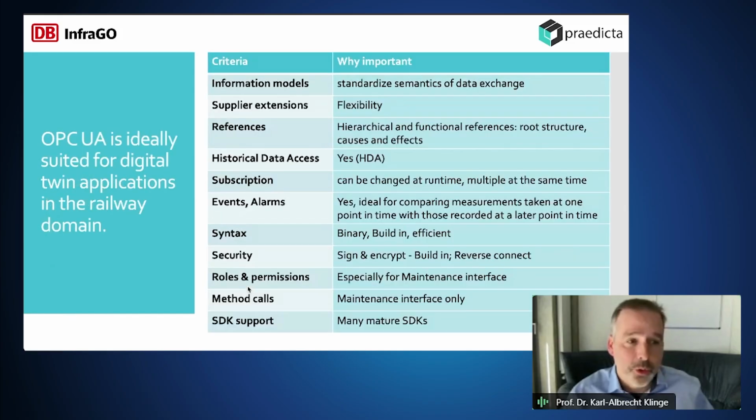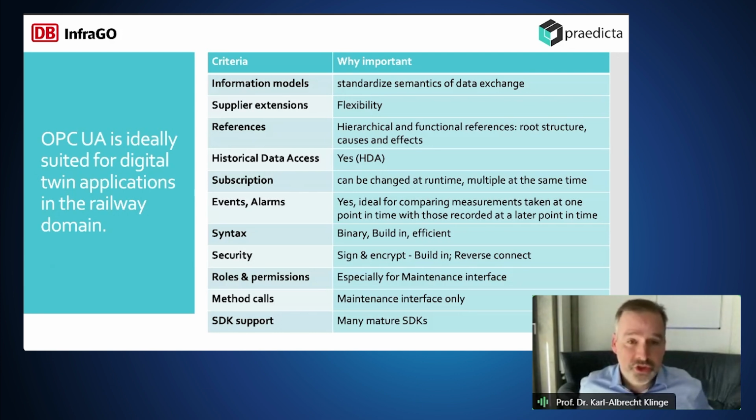So why is OPC UA ideally suited for our applications here in railway? I think we already heard a lot about the information models. So standardized semantics of data exchange was key. And this brought us to OPC UA. We also have the flexibility to have supplier extensions. That is also important, also to build then upon these on the next level of the OPC UA information models. References are important, of course. As I said, historical data access is built in. You don't have to invent anything new.